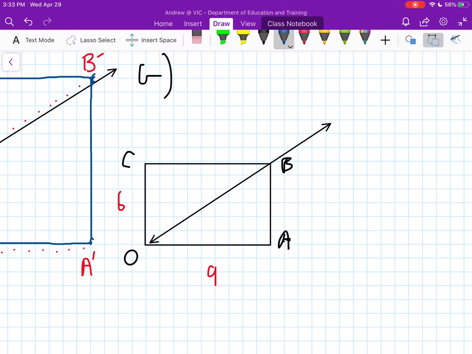I'm going to do this in blue again. So that's here. 2/3 of 9, that's 6. So 1, 2, 3, 4, 5, 6. Okay, so these are our points down the bottom in here that it goes to.